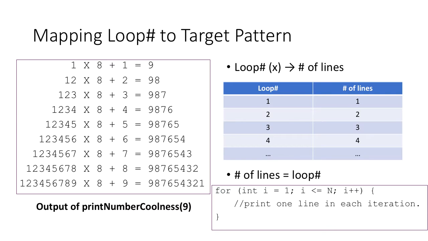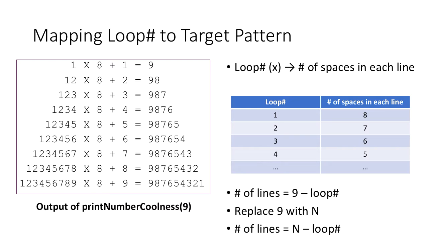In the nested loop, the outer loop tells us how many lines we have. We use this outer loop to get the number of lines. And in each line, we will first solve the problem of the number of spaces. Here is a table listing the line number and how many spaces are in this line before the number.